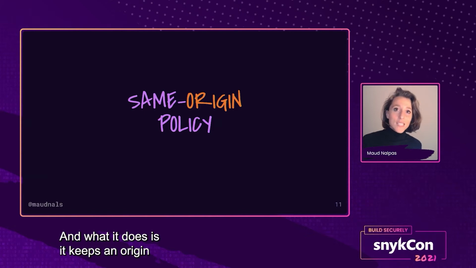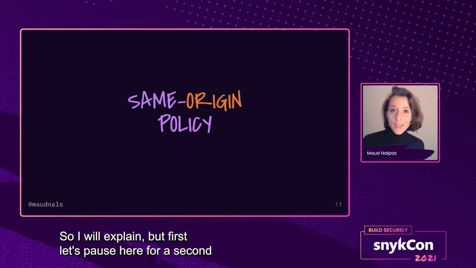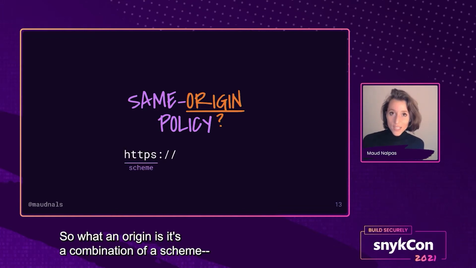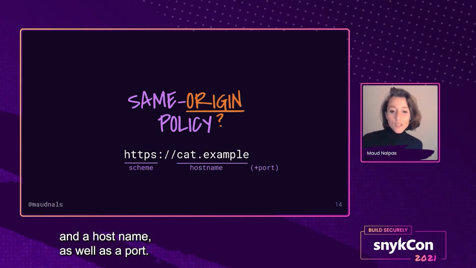What it does is it keeps an origin independent from another while still allowing a certain extent of interactions. So I will explain, but first let's pause here for a second and think about what we mean by the term origin. An origin is a combination of a scheme, HTTPS is a good one, and a host name as well as a port.